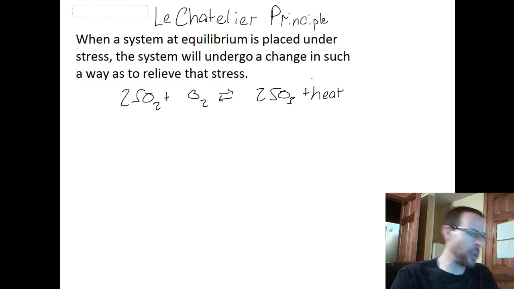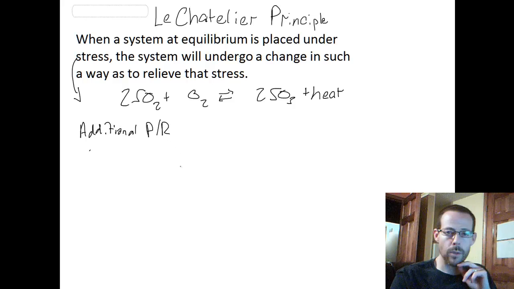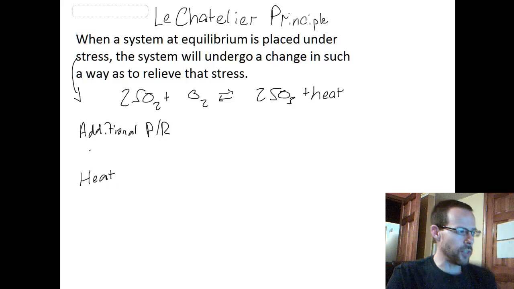There are several ways we can introduce a stress, so we're going to define some stresses here. Stresses can be additional product or reactant. Stress can also be heat. Those are really the only two things we're going to talk about in general chemistry. So let's say this reaction is at equilibrium, and I decide to add some more oxygen to it.